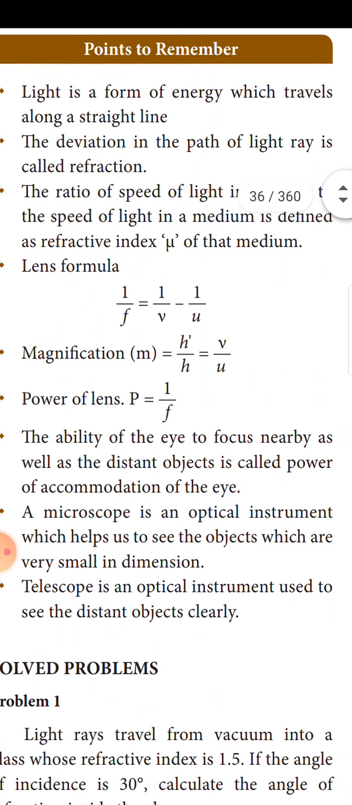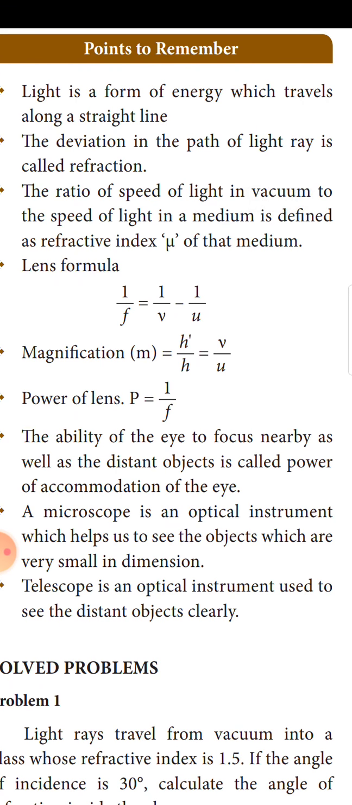Points to remember: light is a form of energy which travels along a straight line. The deviation in the path of a light ray is called refraction. The ratio of the speed of light in vacuum to the speed of light in the medium is defined as the refractive index mu of that medium.